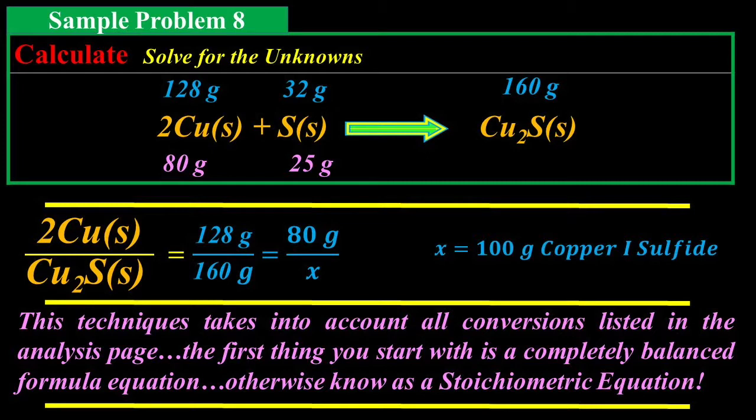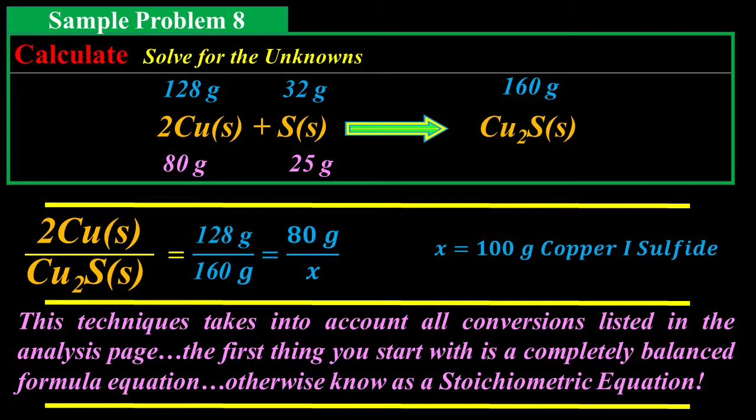So I have 128, 32, and 160 as the stoichiometric masses, but I'm going to only compare 2 copper to 1 copper 1 sulfide. So the constant ratio in the next step is going to be 2 copper to 1 copper 1 sulfide equals 128 over 160, equals X over 80. So if 128 copper produces 160 copper 1 sulfide, how much copper 1 sulfide does 80 grams of copper produce? Solve for X. X equals 100 grams of copper 1 sulfide.